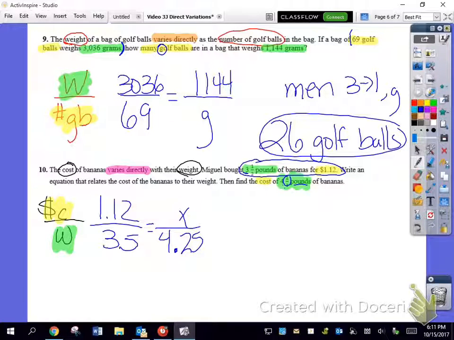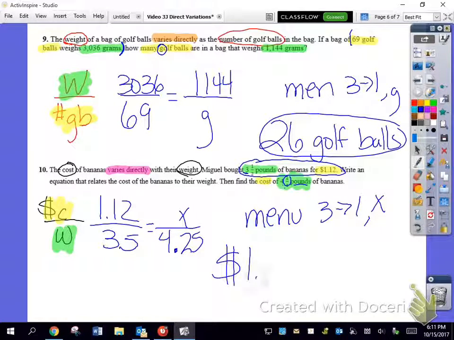Okay? And then you set it up and do menu 3, 1, and then do comma X to solve for it. You could do B, and it would be $1.36. So it would be $1.36 for 4.25 pounds.